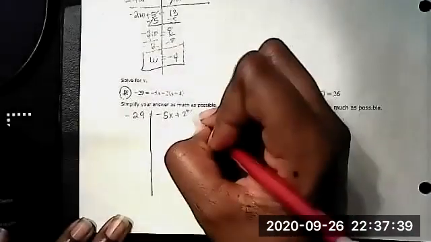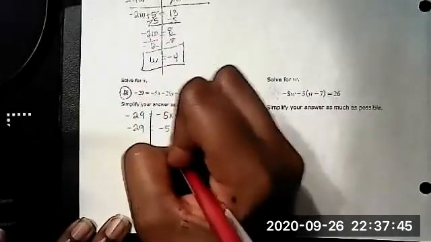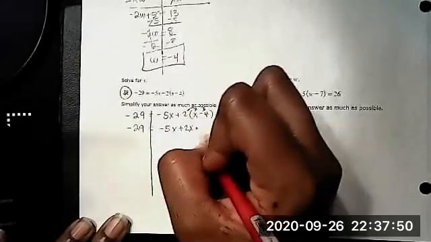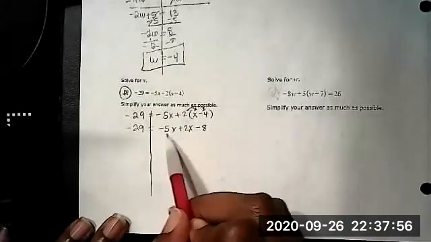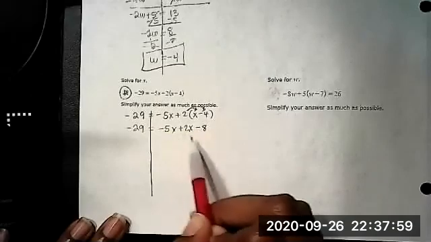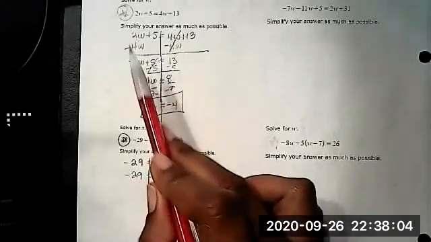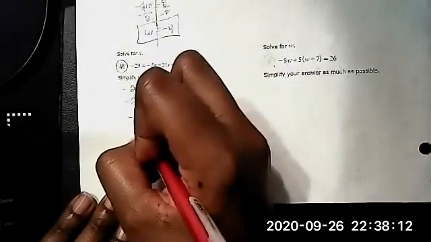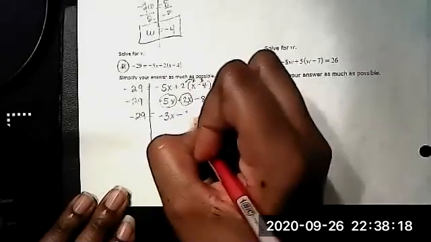So first and foremost, let's distribute. Negative 29 equals negative 5x. Distribute 2 times x, that becomes 2x. 2 times negative 4 is negative 8. And remember what we said earlier, if they're on the same side of the equal sign, you combine like terms, as opposed to here, they were on two different sides. That's when we had to do the little subtracting, and we're going to be getting back to that. So same side, we're going to combine negative 5x plus 2x. Negative 29 equals negative 3x minus 8.